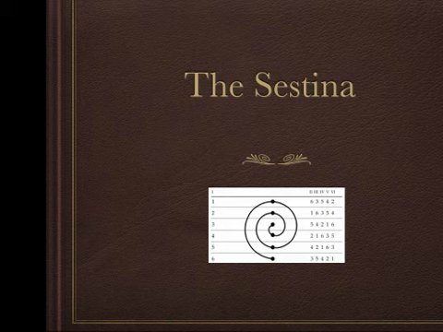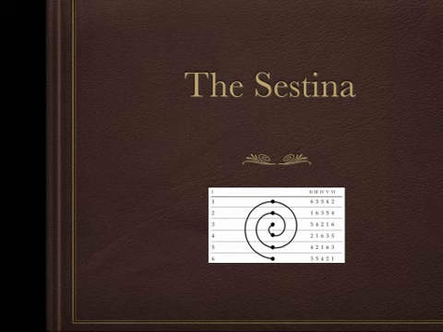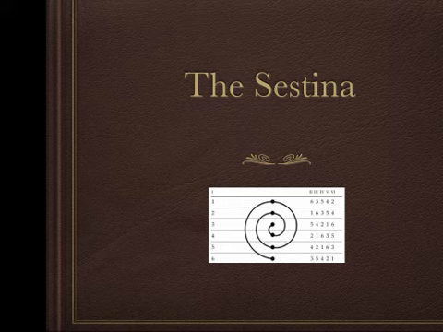Hi everyone. Today we're going to build on the challenges that have come before to do the last of the forms that we're going to do that involve repeating. And in this case we're going to be writing the Sestina or possibly a Tritina, and it's based on the repetition of end words in lines.